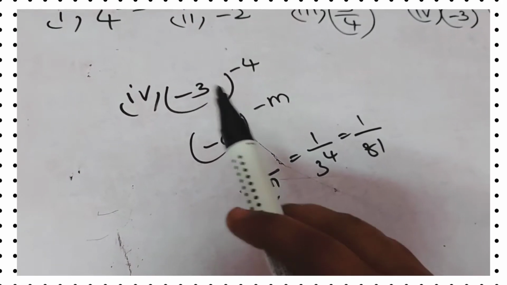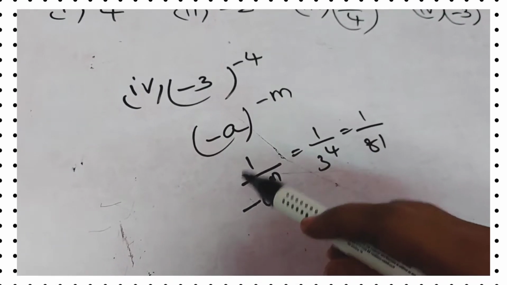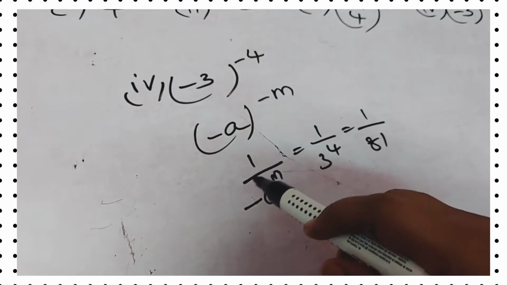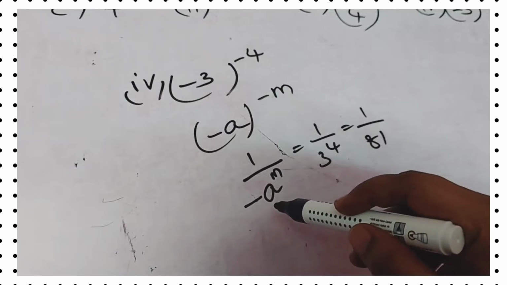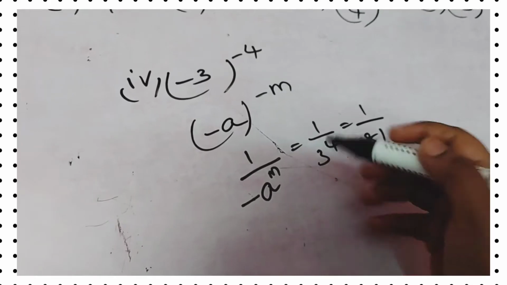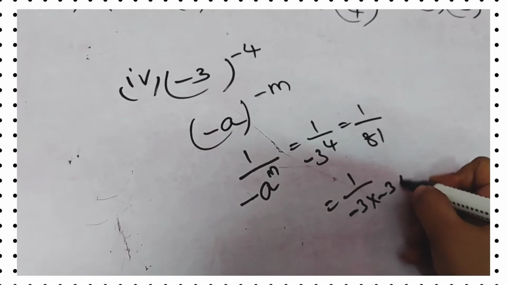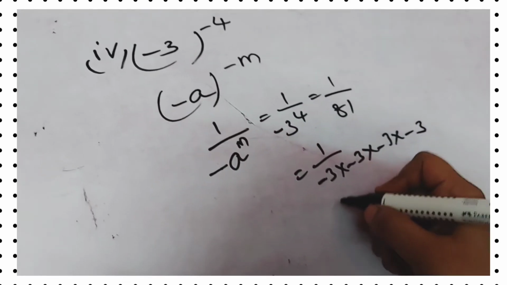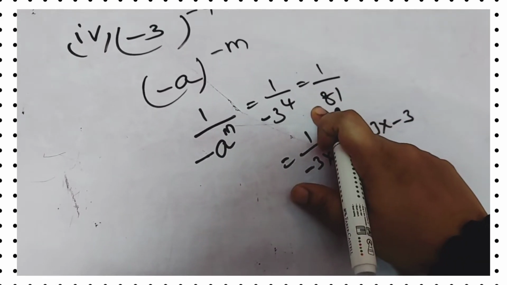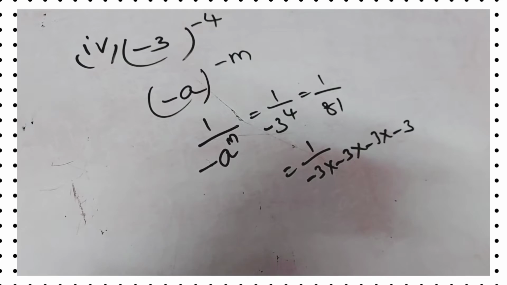So now fourth bit is minus 3 whole to the power of minus 4. So this is in the form of minus a whole to the power of minus m. So how do you have to write this? Again we have to take 1 by. As the minus is there, we have to take 1 by minus a whole to the power of m. So now what you have to do, 1 by minus 3 to the power of 4. So how do you have to write it? Minus 3 into minus 3 into minus 3 into minus 3. So here minus into minus is plus, plus into minus is minus, minus into minus is plus. Plus 3 3s are 9, 9 3s are 27, 27 3s are 81. So the answer is here 1 by 81.